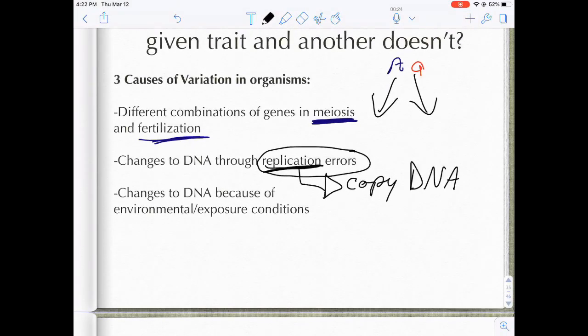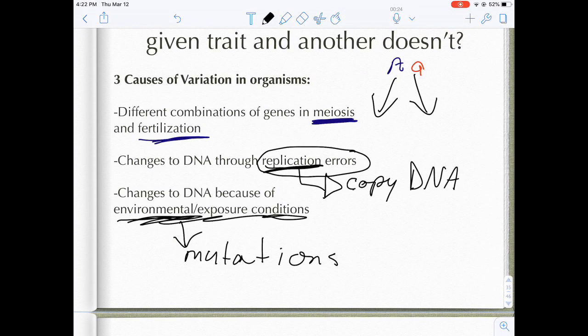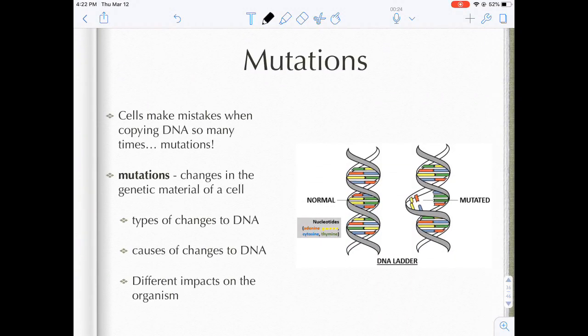And then the third condition would be when you have the DNA changing because of environmental or exposure conditions. So this would be mutations. Really, both of these last ones are talking about mutations. So that's what this video is going to be about. When a cell makes a mistake when it's copying, or if the DNA of an individual changes, then you have a mutation. Okay, so it's just a change in the genetic material of a cell.